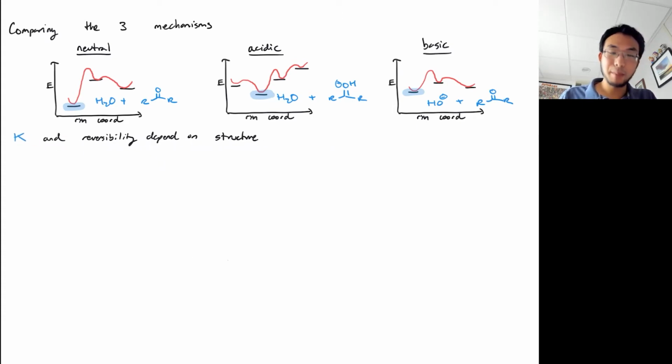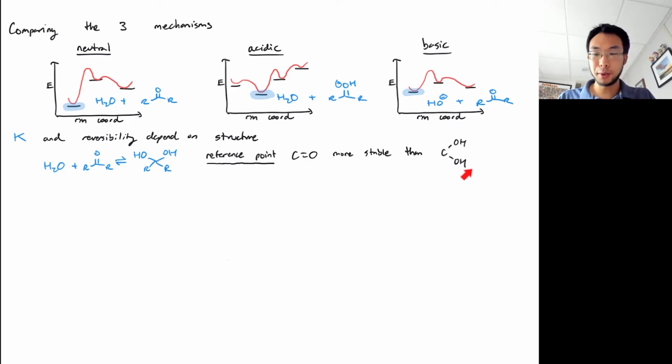So what that really means is that the structure of our nucleophile and our electrophile can be used to judge the reversibility of a reaction and the equilibrium constant for an addition to a carbonyl. An important reference point to keep in mind is that carbonyls, carbon-oxygen double bonds, are overall more stable than two carbon-oxygen single bonds like this. And because of that, the reference point is that this equilibrium favors the left, actually. So if you have water and a ketone, generally that reaction will favor the left side.